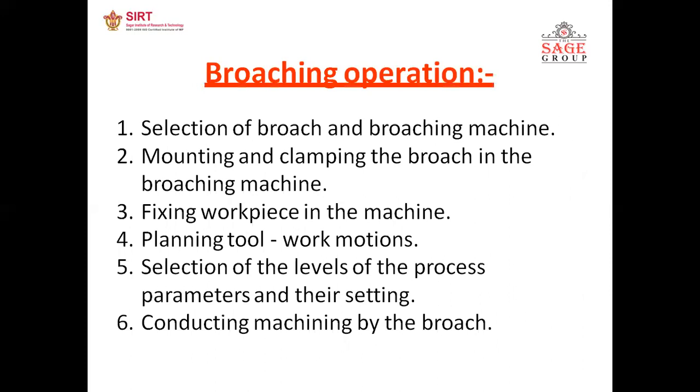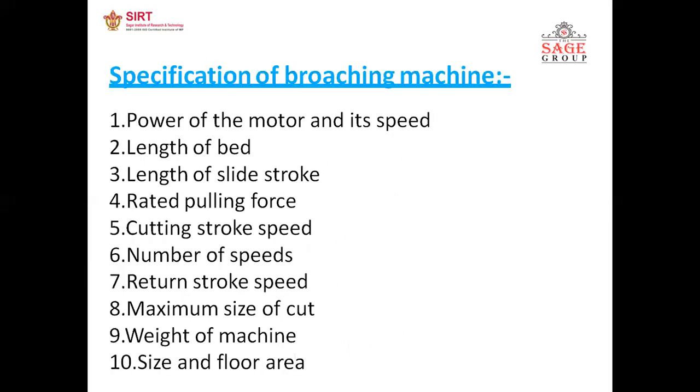For broaching, we first select which type of broach and which type of broaching machine is to be used. Then we mount and clamp the broach in the broaching machine, fix the workpiece in the machine, plan the tool-work motion, and select the level of the process parameters in the settings. We have to select the best parameters for the given piece of material. Then we conduct machining by the broach.